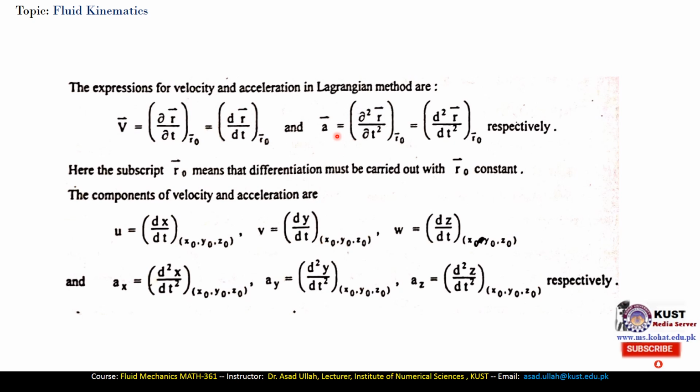Similarly, the acceleration is equal to partial square r over partial t square at the fixed position vector r0, which is further equal to the total derivative, that is d square r over dt square. So the components of the velocity and acceleration are given as u, v and w in the Lagrangian method of specification, where the acceleration components are ax, ay and az respectively.